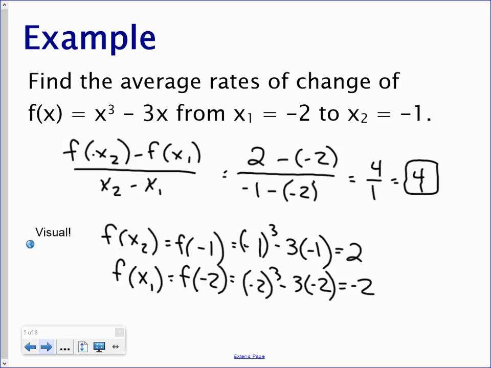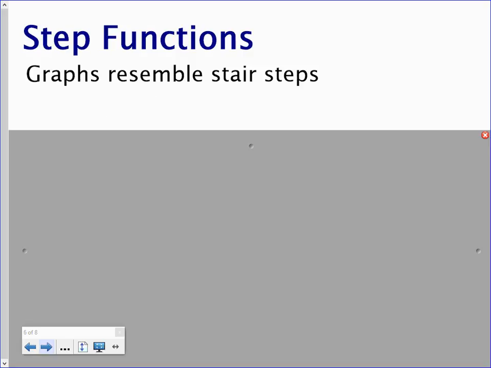Okay, the next thing we're going to talk about is the step function. Okay, this is a genius name for a function that looks like steps. It's amazing. Step functions are graphs that resemble stair steps.